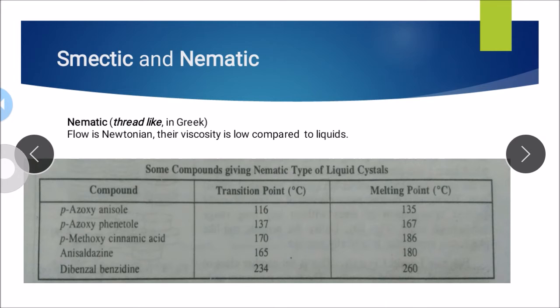The following are nematic types of liquid crystal: p-azoxyanisole, p-azoxyphenetole, p-methoxycinnamic acid, anisaldazine, dibenzyl benzidine. These are the materials which show nematic liquid crystal behavior, and the values are tabulated here. The transition points and melting points are here. You can have the details here.